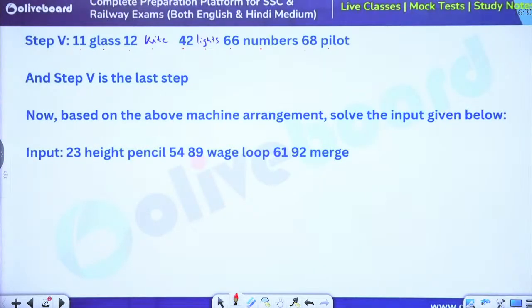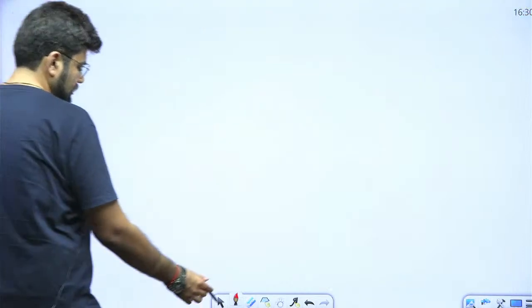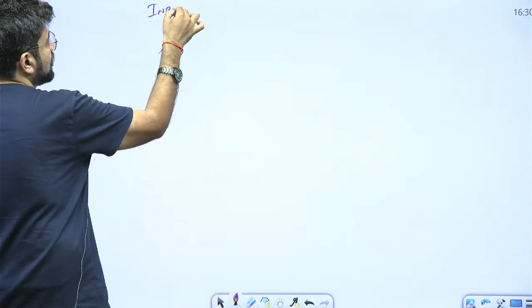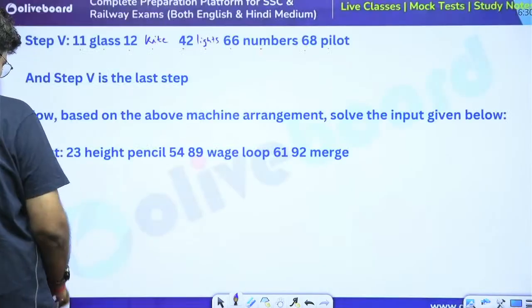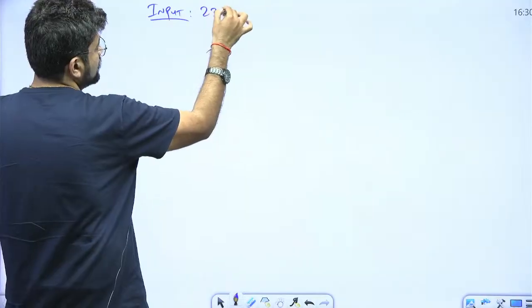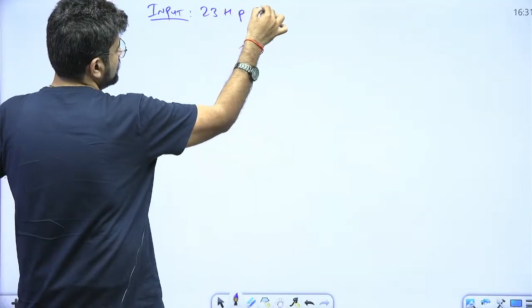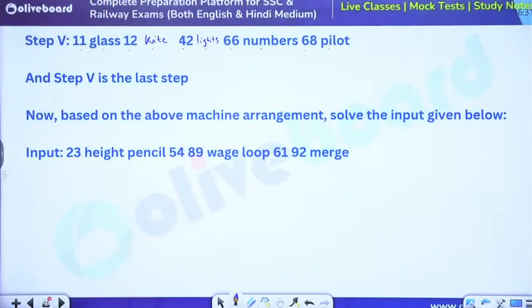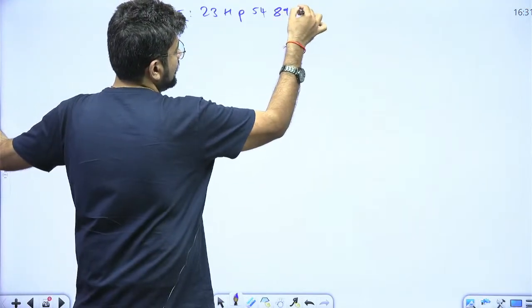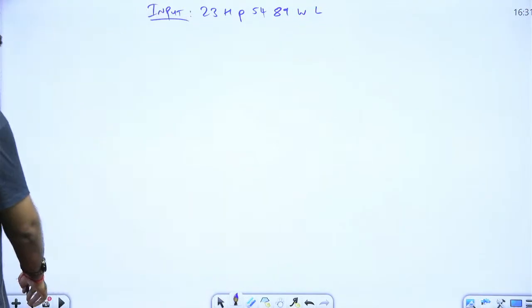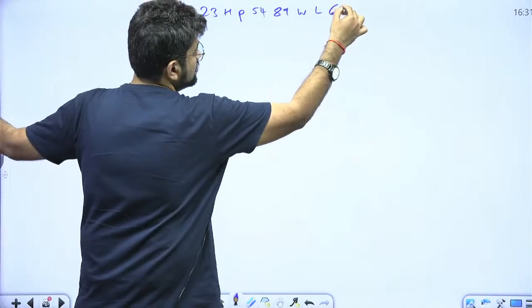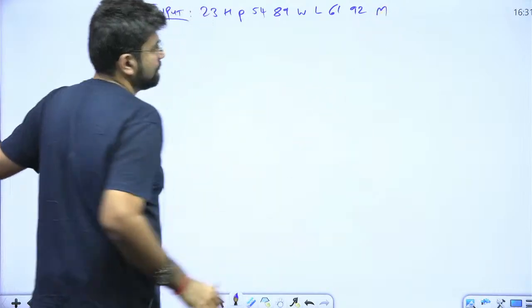Okay, let's quickly do that. So input, what is the input line? Input line is 23HP54. 89WL. 6192M. Okay.